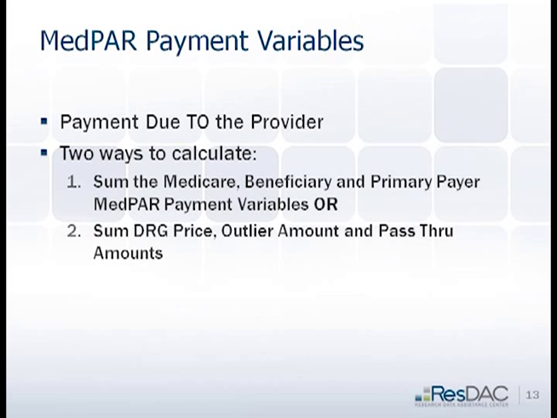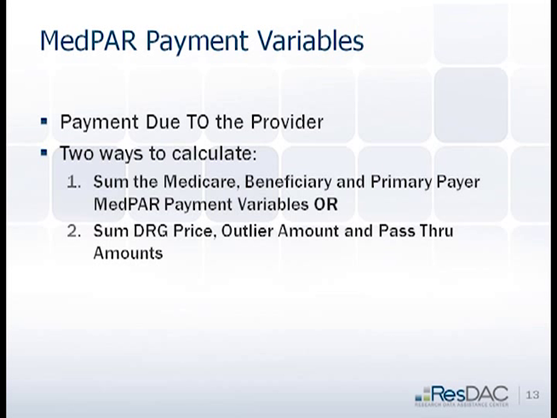So if you want to know what is the total due to the provider, unfortunately there's not just one variable that says here's what the provider was due for this stay. You actually have to sum the variables for what Medicare was responsible for, what the beneficiary was responsible for, and the primary payer amount.